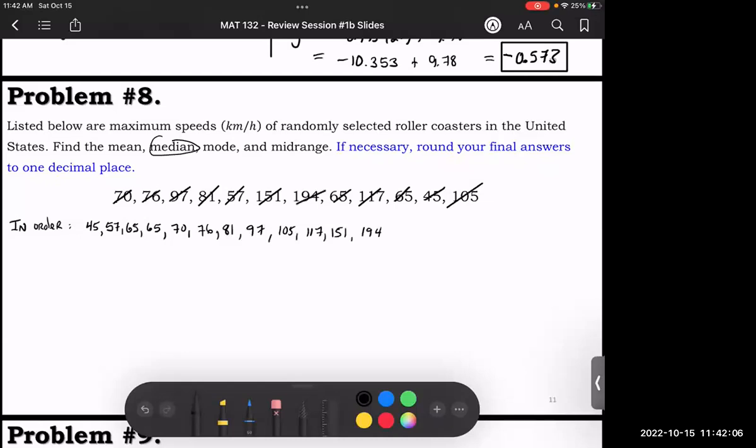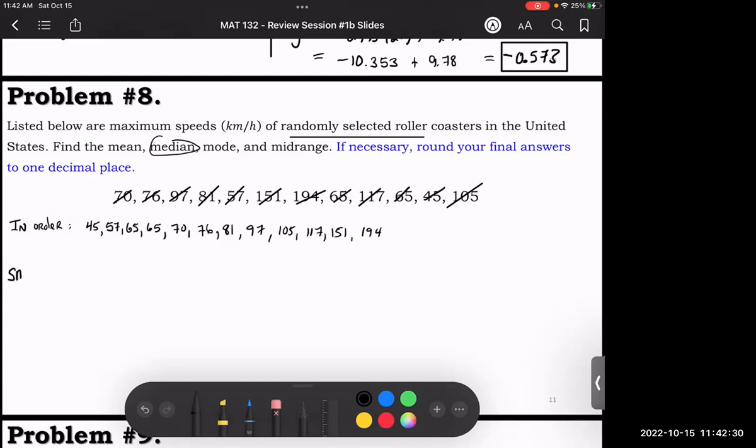Okay, cool. All right, so we have all the data values listed in order. Now we can go ahead and find the mean, median, mode, and mid-range. So these are randomly selected roller coasters in the United States. So we know that in terms of notation, we're dealing with a sample.